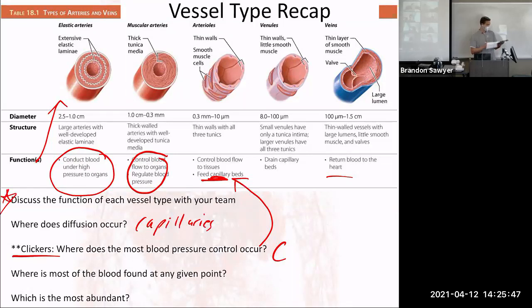Capillaries where diffusion occurs. Where's the most blood found at any given point? That's going to be the veins. Okay, those guys. Which one is the most abundant? It's going to be somewhere between arterioles and venules out of the ones you can see there. If capillaries were involved, it would definitely be capillaries. Okay, it's always just the smallest one is going to be the most abundant, right? So capillaries are definitely the smallest. We got the most of those. If that's not one of the options, then it's one of the two on either side of the capillaries, which would be the arterioles or the venules. Okay.